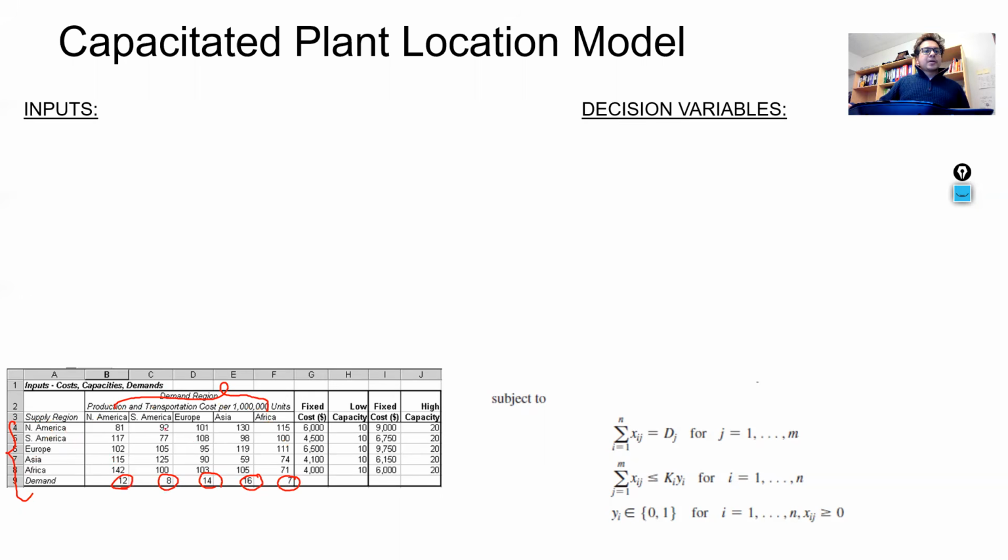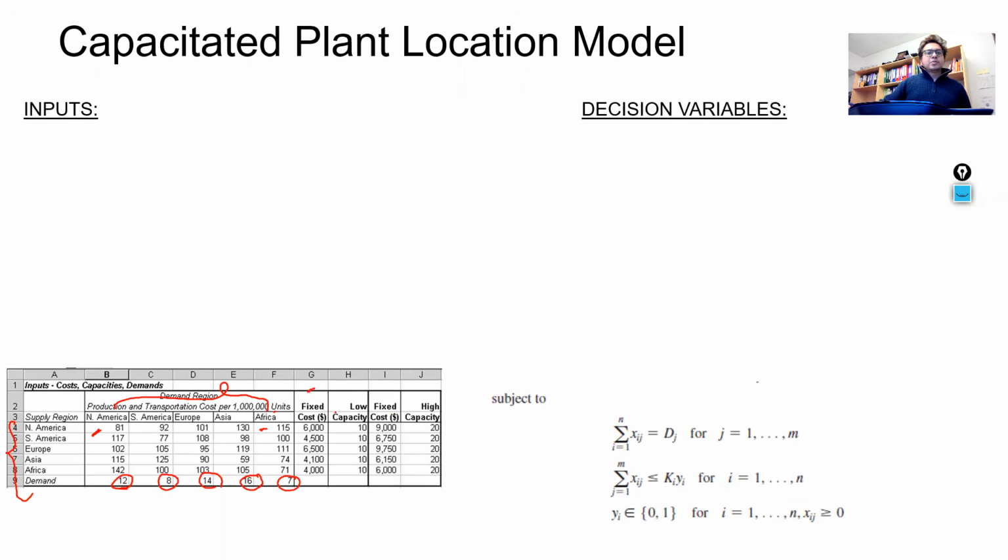So here we see in the box the information that relates to production and transportation cost per 1 million units. All these values are actually in thousands. So here it means $81,000 for transporting 1 million units from North America to North America. This one here means $115,000 for transporting 1 million units from North America to Africa, and so on. So the demand values are in millions and the cost values are in $1,000.